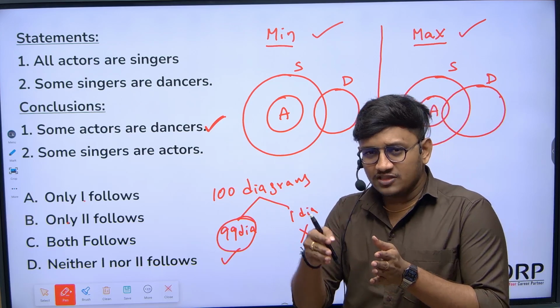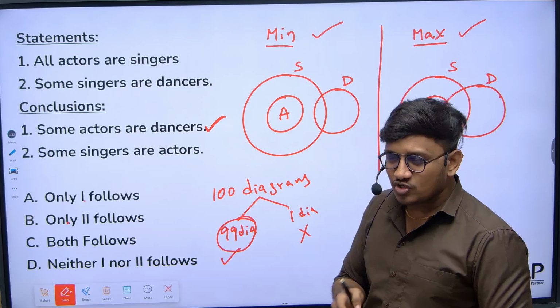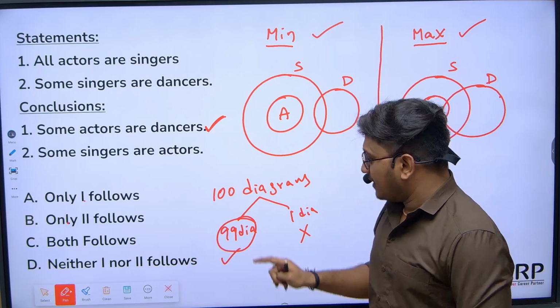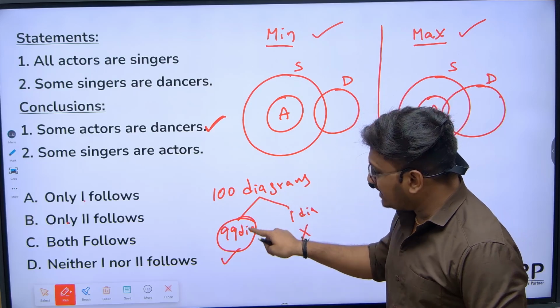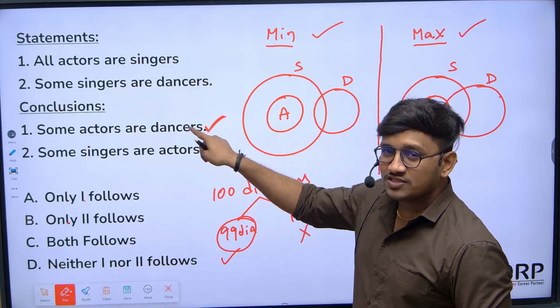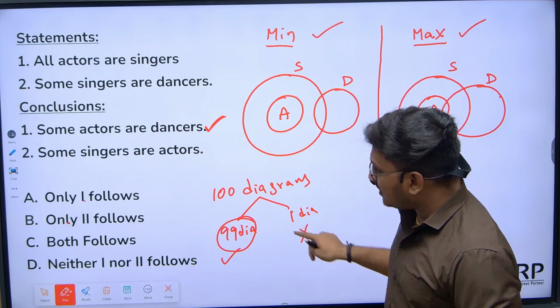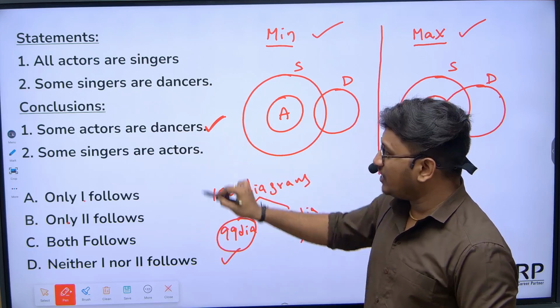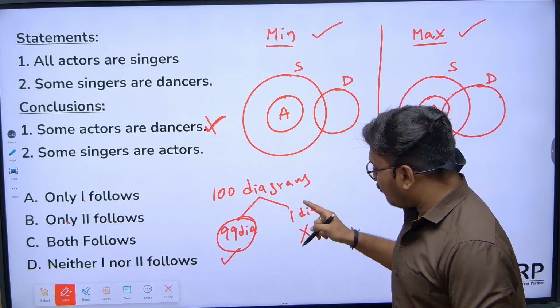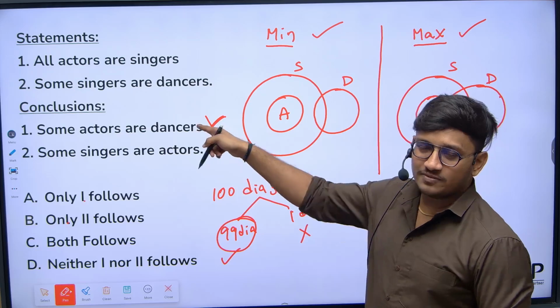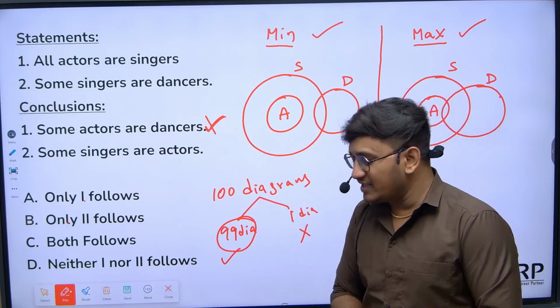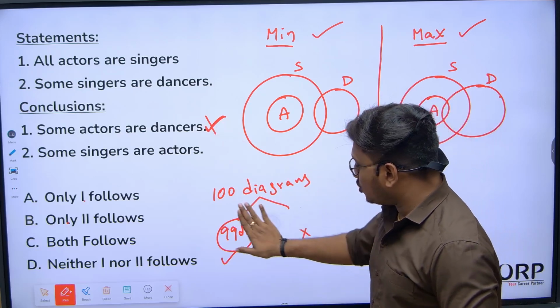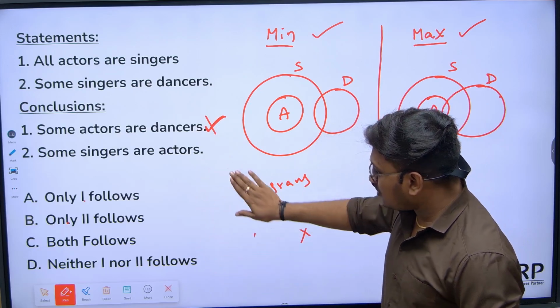Are you going with the majority of the diagrams? No, it's not like that. Out of 100 diagrams, if 99 are saying that this conclusion is correct, but one diagram is saying that this conclusion is wrong, the final decision will be that the conclusion is wrong, because here one diagram is proving that it is wrong. So I hope you are all clear about how to analyze. Don't consider based on the majority.